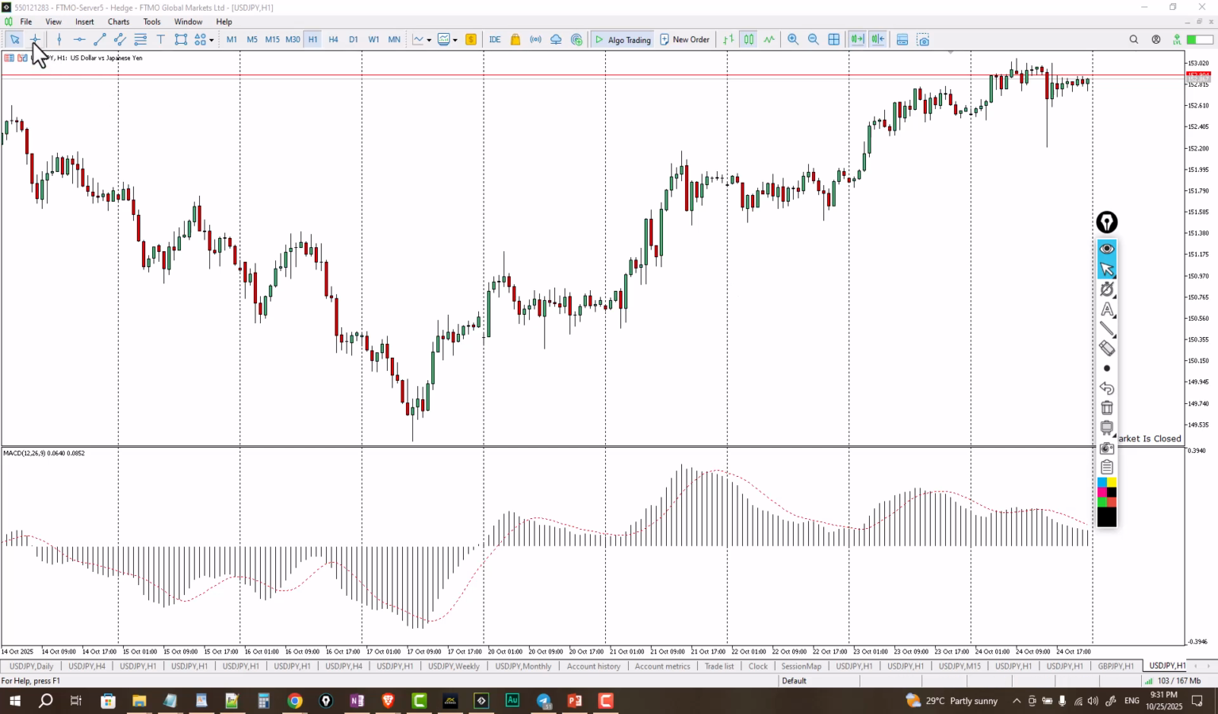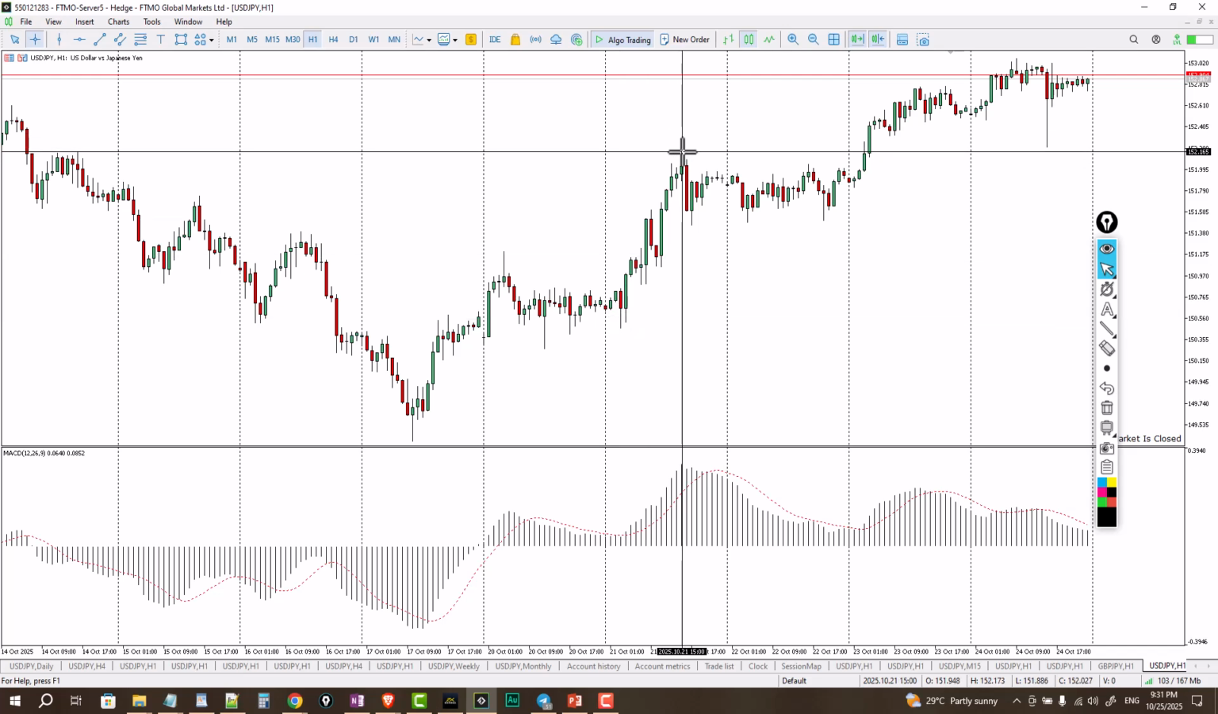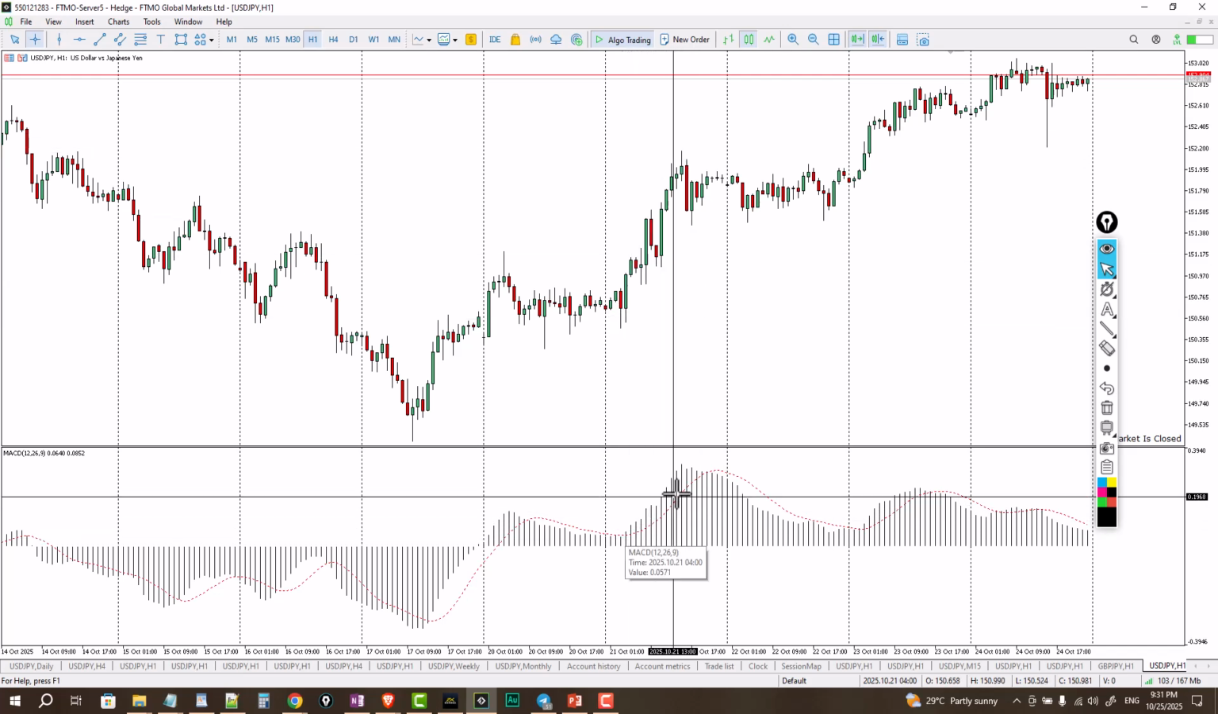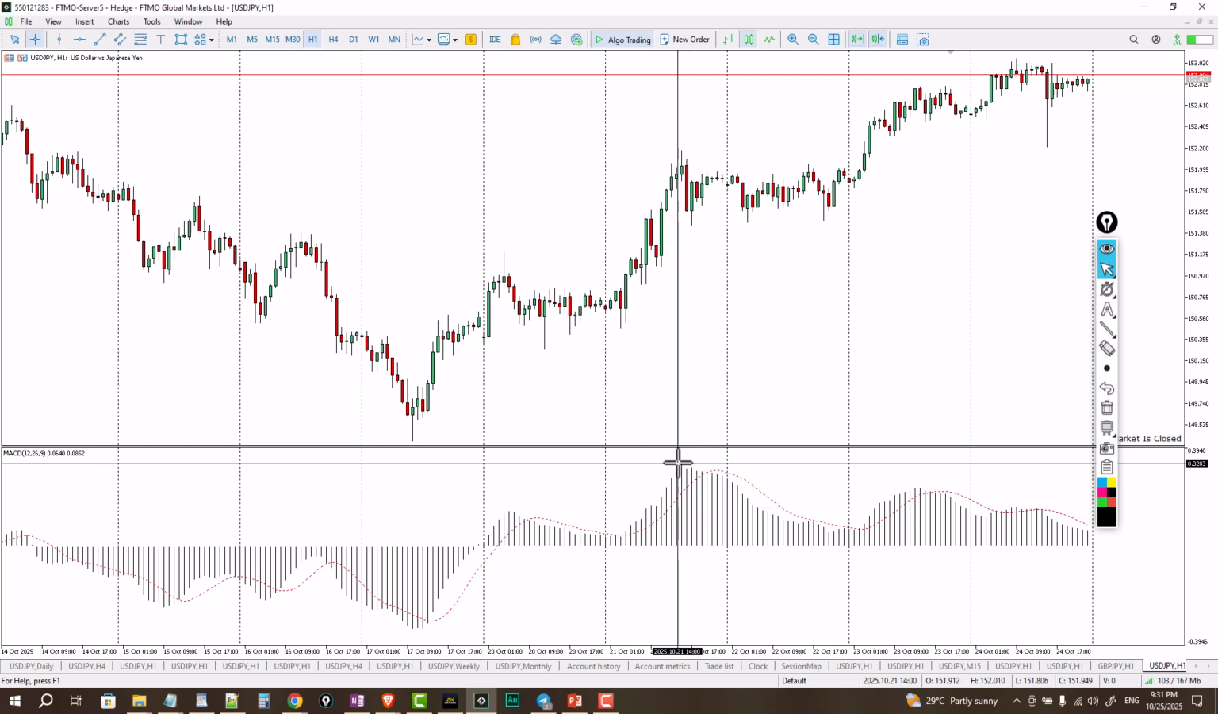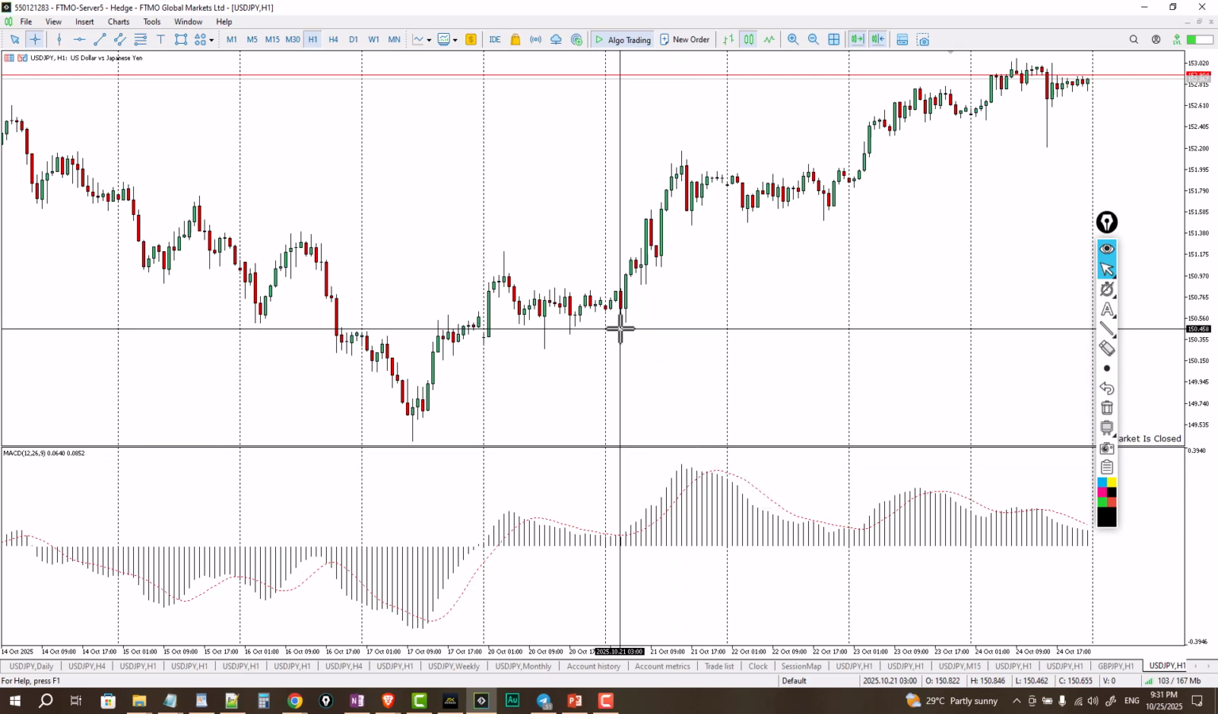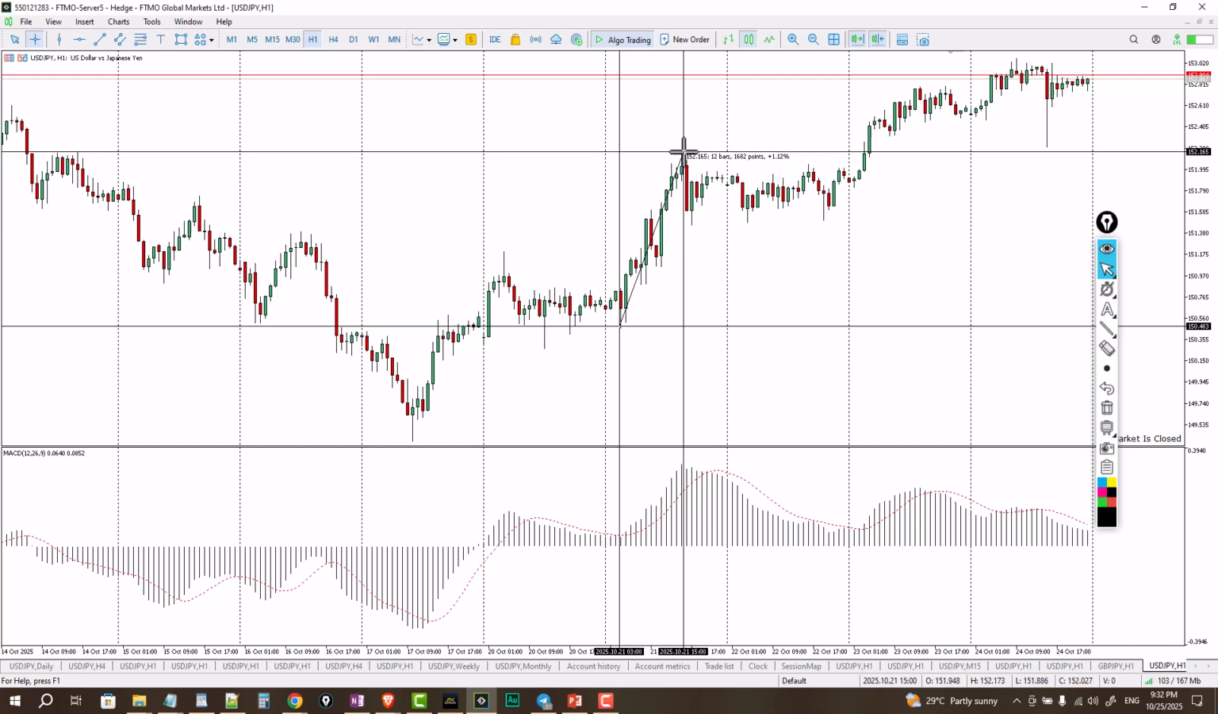So look at this move. That price move from this level to this level had the histogram moving all the way up here, very high. The reason for this is that price moved from all the way down here to all the way up here, a move of around 168 pips, 168.2 pips. And it made this move in 12 bars. Since we are on the 1 hour chart, this shows that price did this 160 or 170 pip move in around 12 hours.